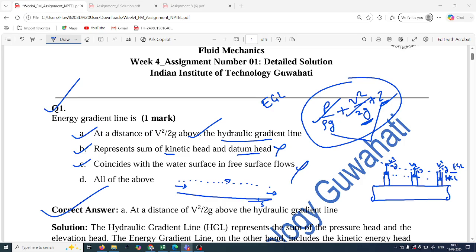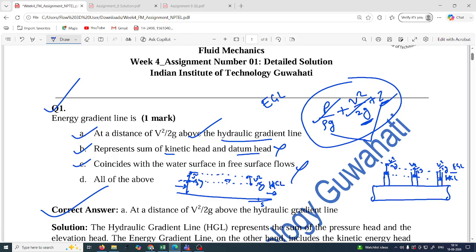So here it is open channel flow. In open channel flow, the hydraulic gradient line coincides with the water surface profile, because the pressure head is that much, and if you consider the datum to be the bed level, then very clearly the hydraulic gradient line, not energy gradient line, will coincide with the free surface. But above this line, by V square by 2g, will be the energy gradient line.